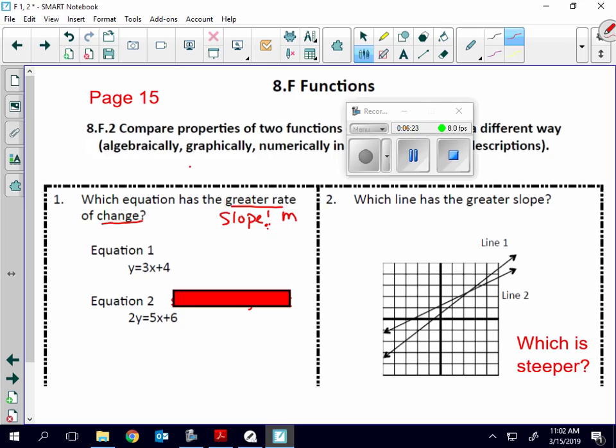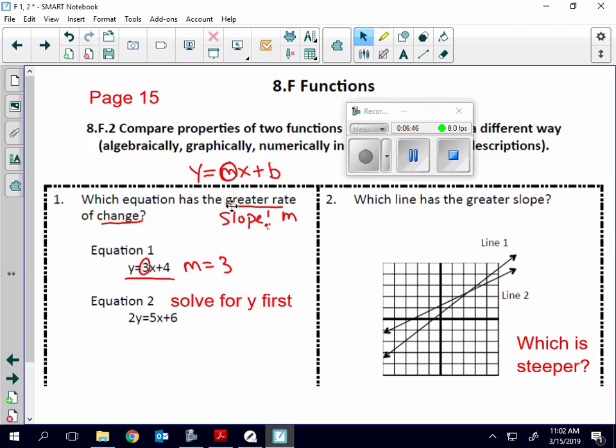When it's written in y equals mx plus b form, the m is the one that comes next to the x. We're looking for m. As you can see, equation 1 is written in that form, so the m here is 3. But number 2 is not in that form. So take a second, write this down. We need to solve for y first. Pause the video if you need to.